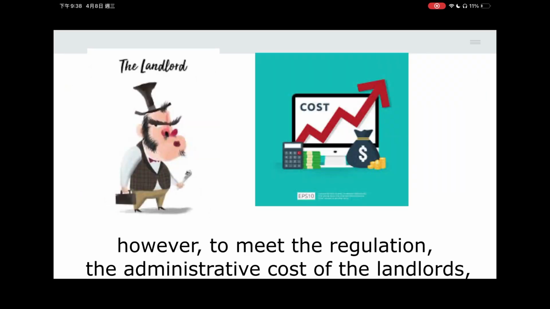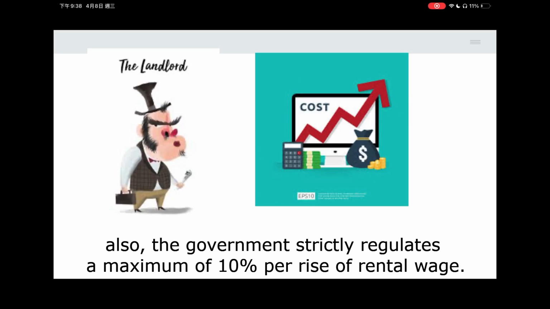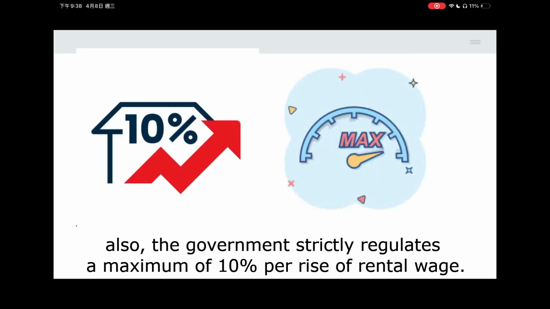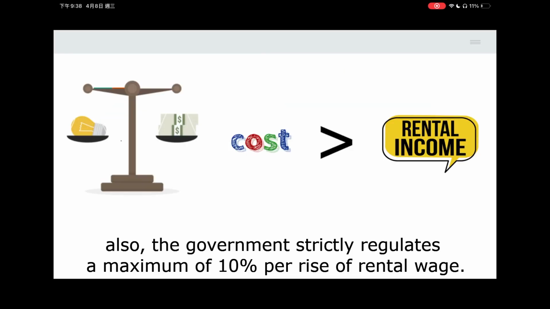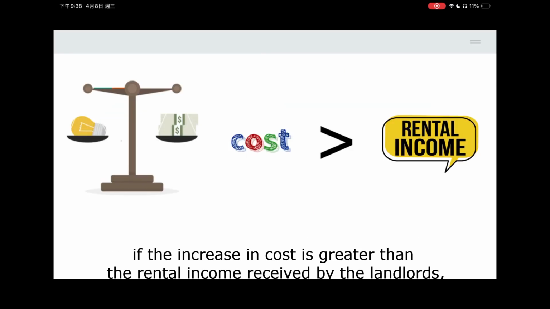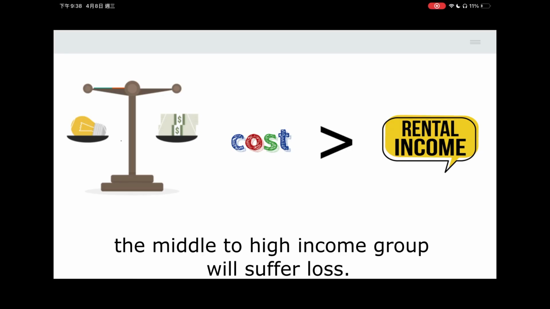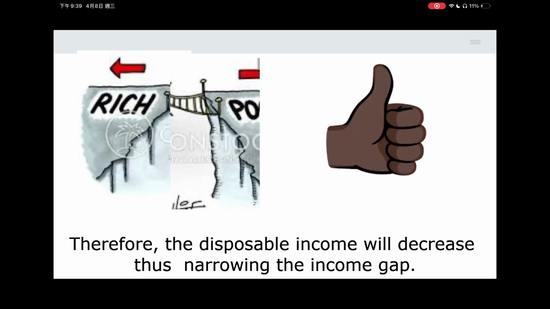However, to meet the regulation, the administrative costs of the landlords, who are the middle to high-income group, increased. Also, the government strictly regulates a maximum of 10% per rise of rental rate. If the increase in cost is greater than the rental income received by the landlords, the middle to high income group will suffer a loss. Therefore, the disposable income will decrease, thus narrowing the income gap.